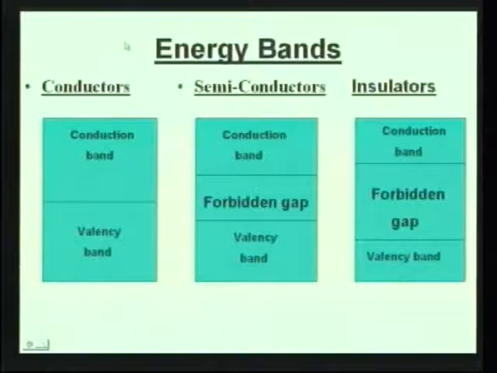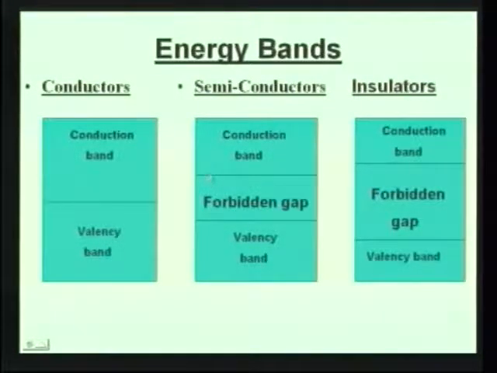Now we will look into the energy bands of the different types of materials like conductors, semiconductors and insulators. The conductors are the materials which allow the current to flow through them. Hence, the valency band and the conduction band overlap. In case of semiconductors, for the electrons to jump from the valency band to conduction band, you need to give only small amount of energy, hence there arises a forbidden gap.